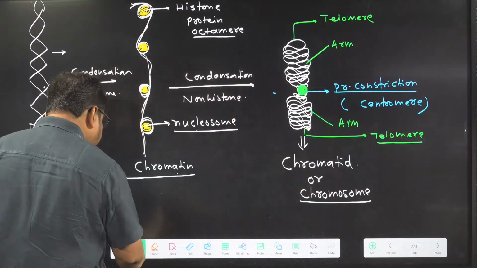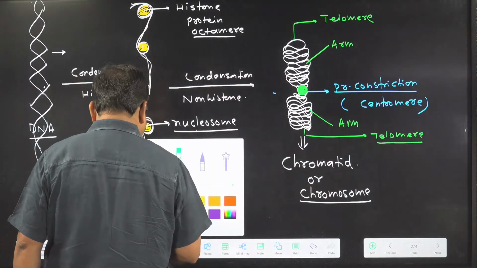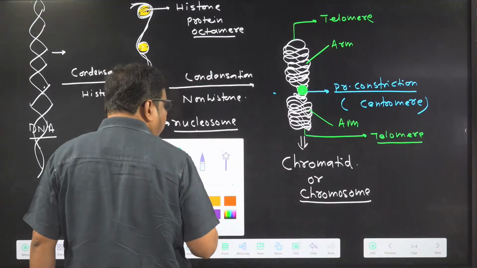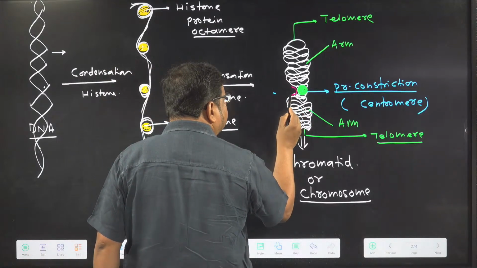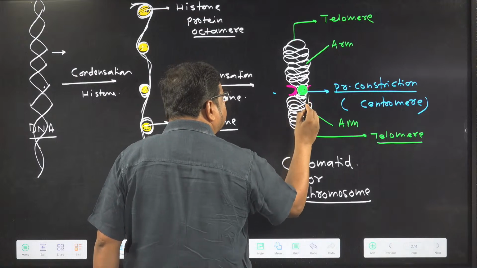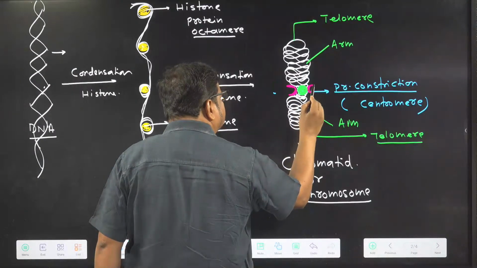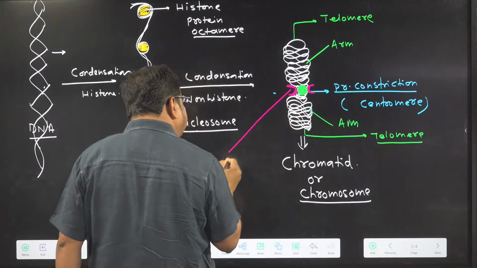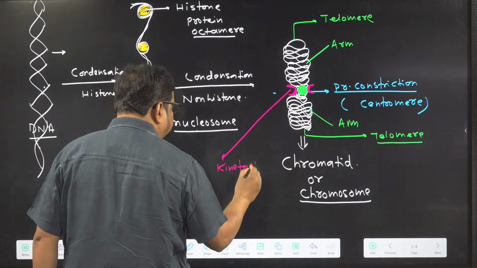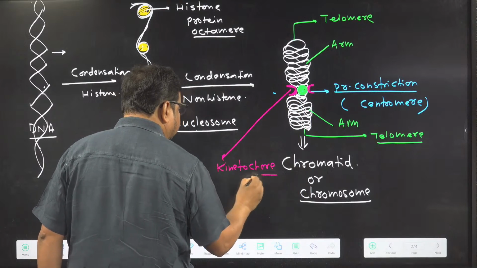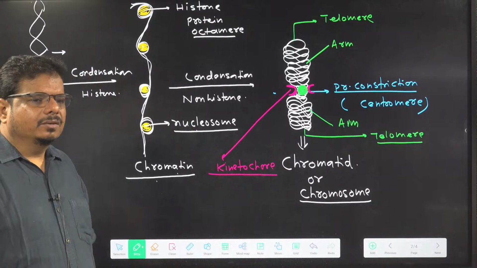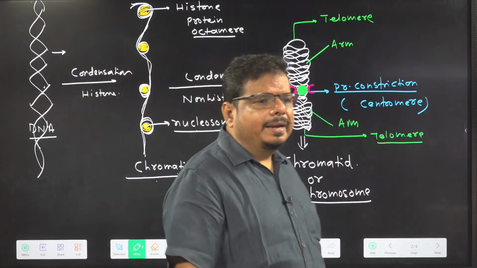Now you will say, what is the kinetochore, sir? I am drawing the diagram also. Here you will find there is a disc-like structure on both sides of the centromere. This is called what basically? Kinetochore. Picture came in the mind or not? Is it all right? So clear in the mind?